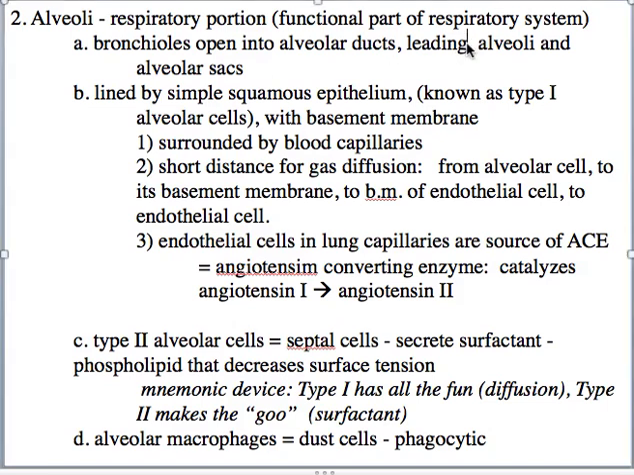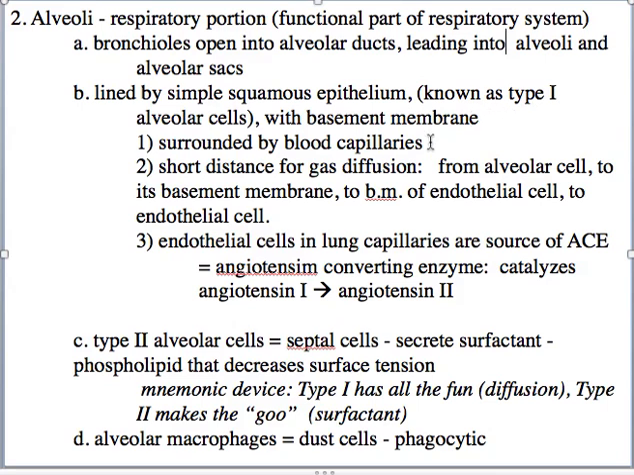So I should actually put "into" because the word should be there. Now, alveoli have a lining. It's a very thin lining, and it's good that it's thin because diffusion has to occur. They're lined with simple squamous epithelium, and the type of cells are called type 1 alveolar cells, and they have a basement membrane underneath them.